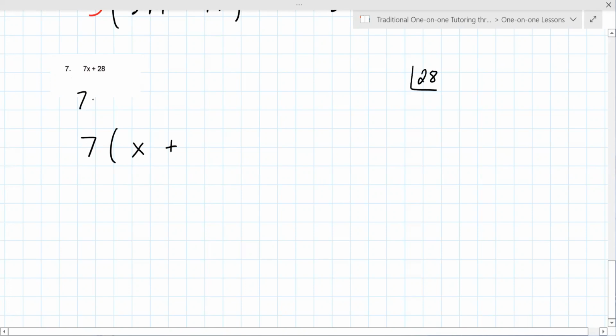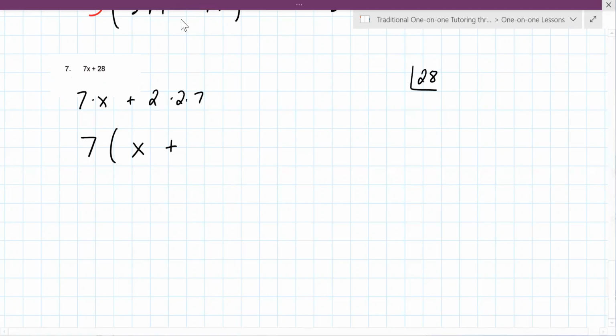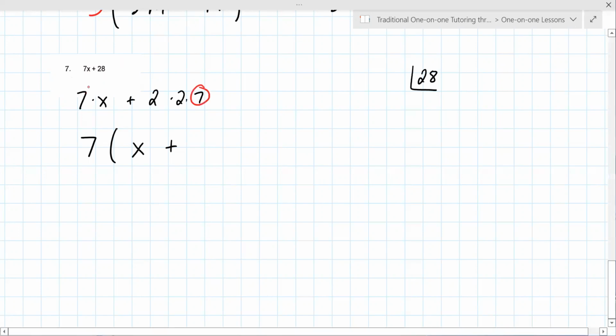Well, here's what I think you got down to. You got down to 2 times 2 times 7, and your GCF is 7, like you said. But what's left over? What goes to the right of the plus? 4. So would it just be x plus 4? Yes. Oh, okay.